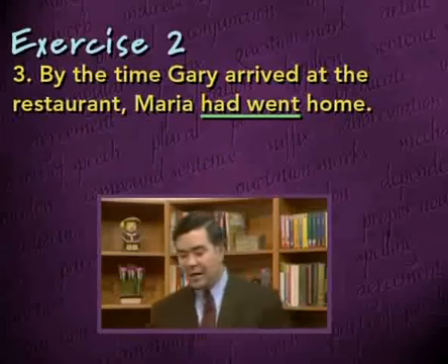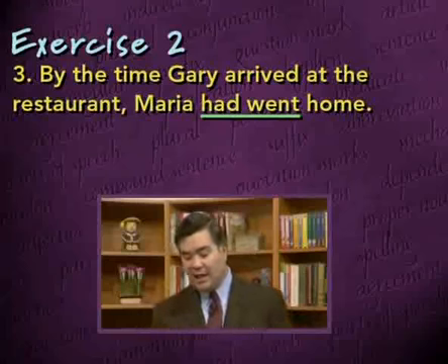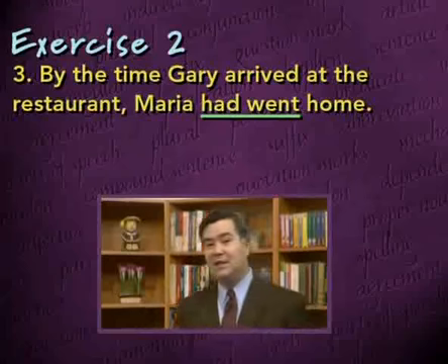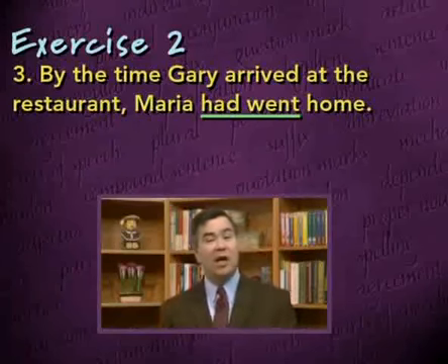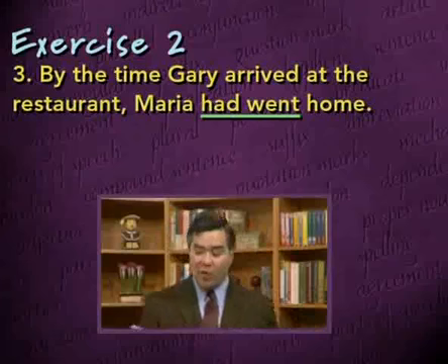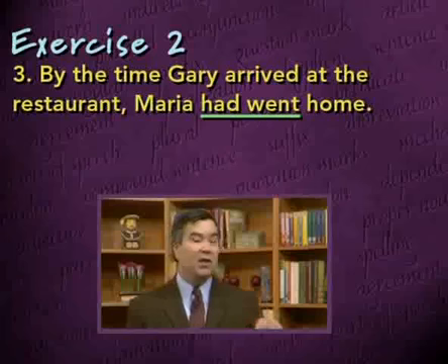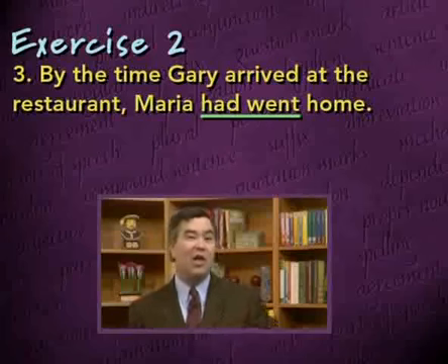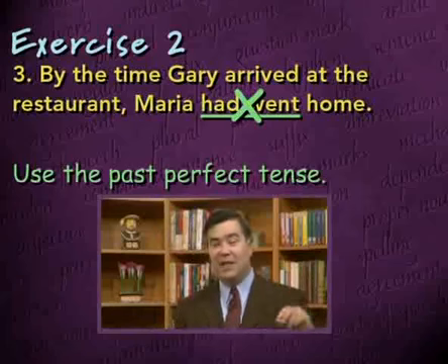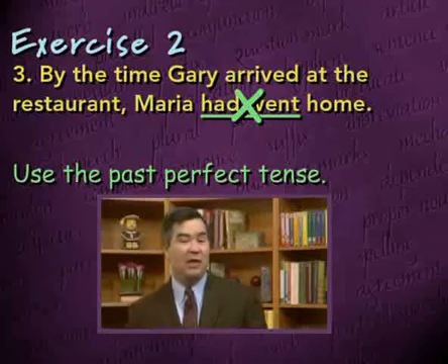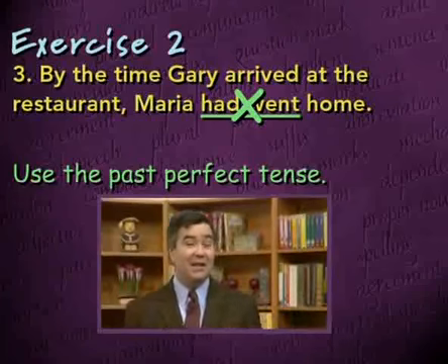Next, by the time Gary arrived at the restaurant, Maria had went home. Here again we have two events happening in the sentence. The first event that's mentioned is Gary arriving at the restaurant, and that's described in the past tense. Before that was the time when Maria went home. Therefore, we want to describe this past event which occurred before a past tense event using the past perfect tense. And the past perfect tense would use the helping verb had followed by the past participle. The verb in this case is go.